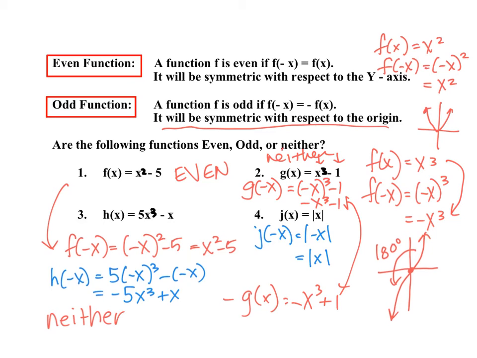All right, here's 3 and 4 completed for you. So when you plug in negative x for h, you end up with this quantity, which is the exact opposite of the original quantity. So this is an odd function. And the last one is the absolute value function. When you plug in negative x, you end up with the same value, and that is even. And just to remind you, a graph of the absolute value function looks like that, which has beautiful y-axis symmetry.